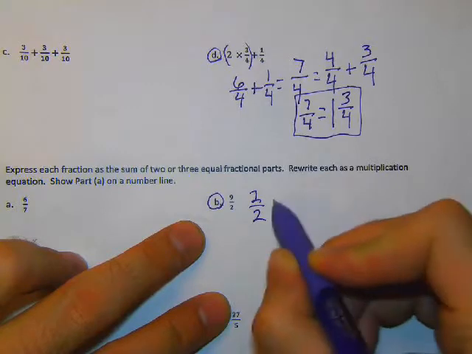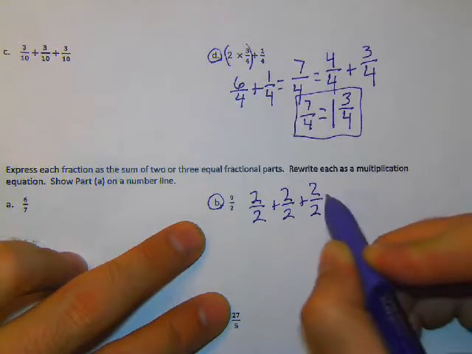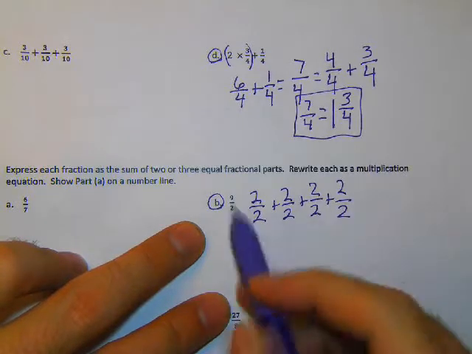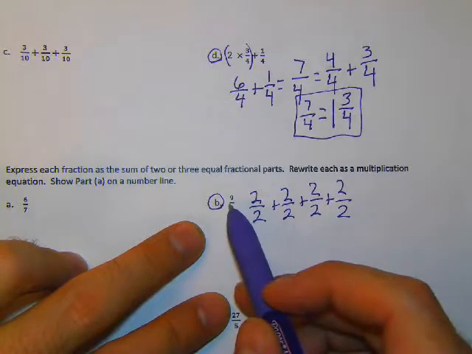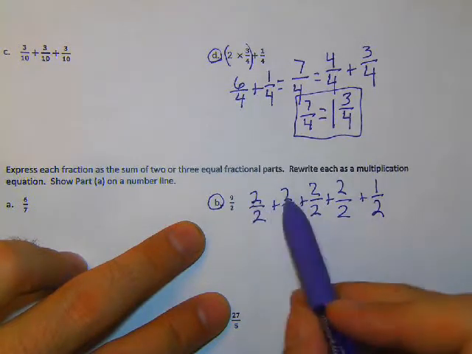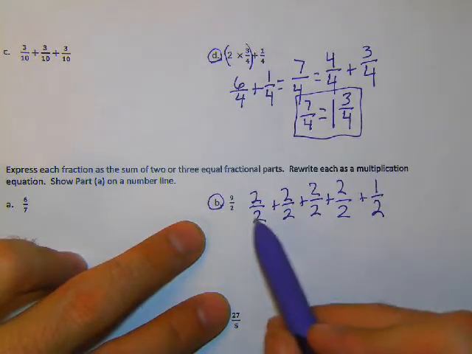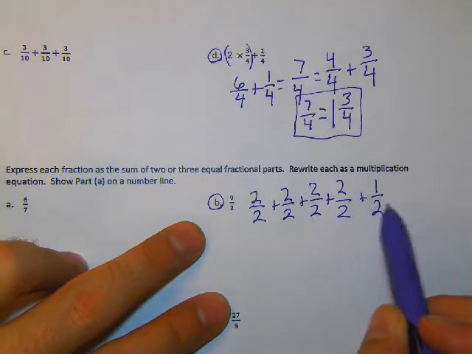There's 2, 4, 6, 8. I got 8 out of that 9, and I still need to add one more half, so I have 2, 4, 6, 8, 9 halves. So that's my sum of equal fractional parts.